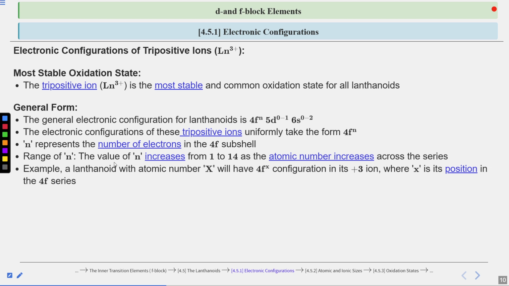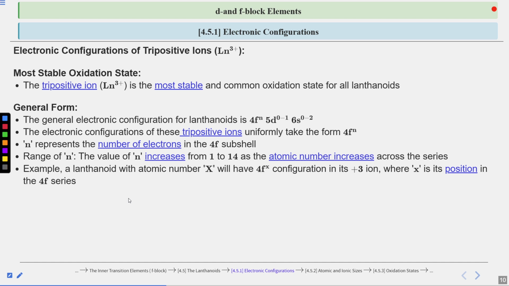For example, a lanthanoid with position capital X will have a 4fx configuration in its +3 ion, where small x is its position in the 4f series. So if a lanthanoid X becomes a tri-positive ion, that means when it attains a +3 charge, it will have the 4fx configuration, where the small x in 4fx is the position in the 4f series.